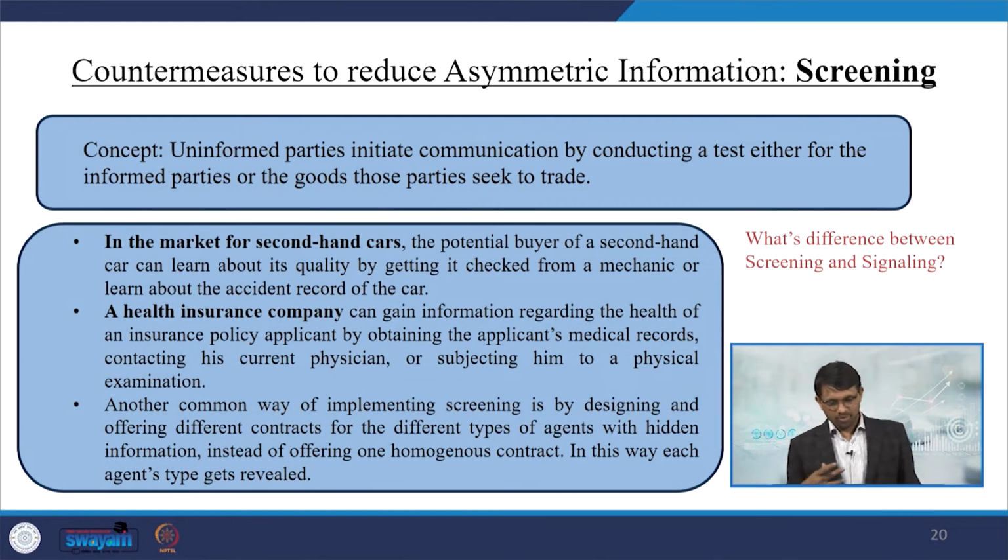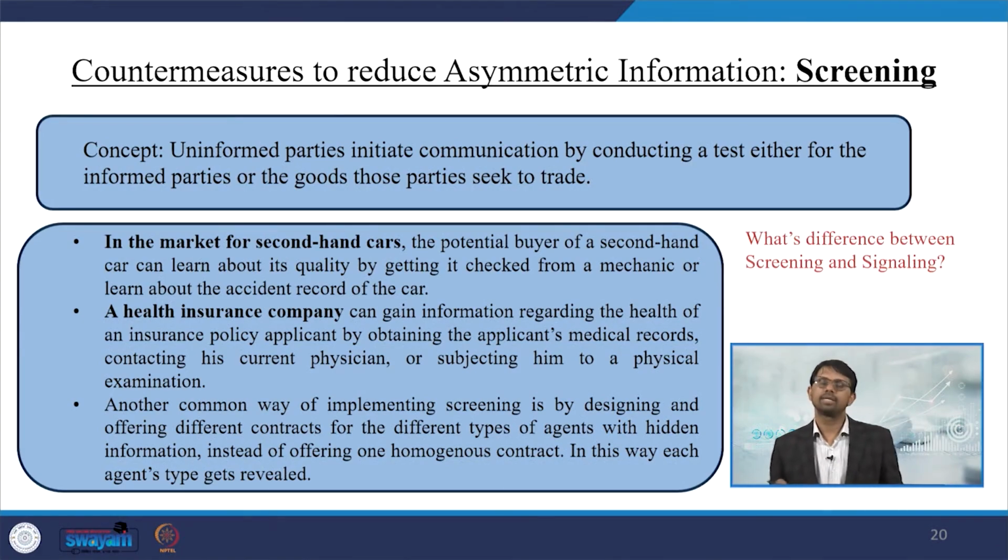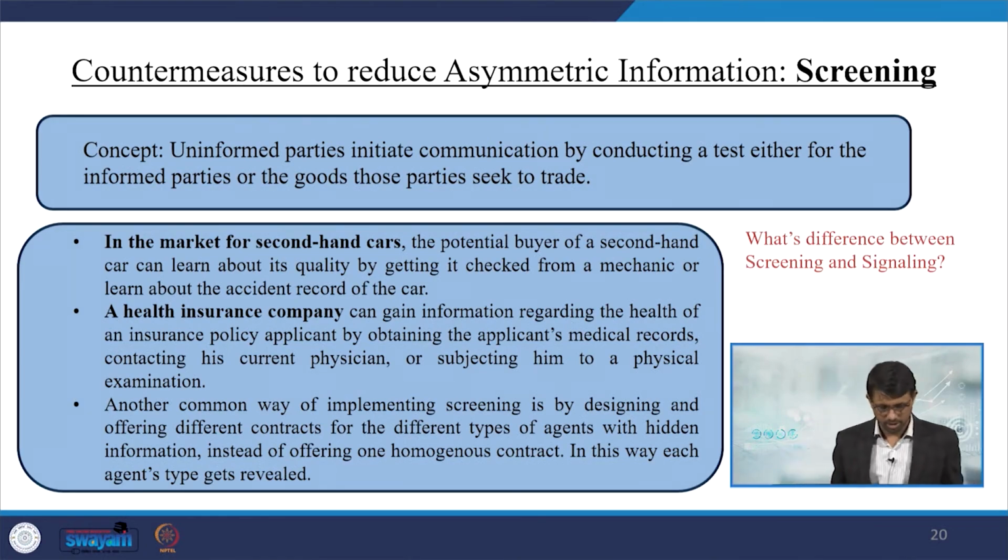Another one is called screening. If you have better screening of the candidate, or regarding a car or even the health insurance market, it would actually correct the information asymmetry. What is then the difference? One is called signaling, exhibiting information, whereas in the second the party or the seller is actually deriving the information through screening. Uninformed parties initiate communication by conducting a test, either for the informed parties or the goods those parties seek to trade. Basically, there should be further communication.